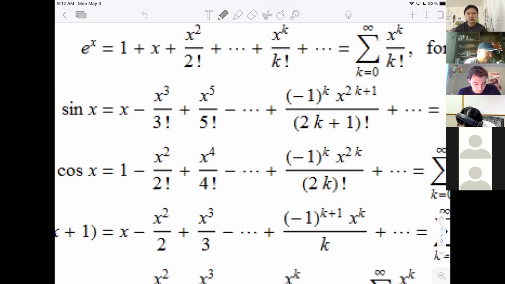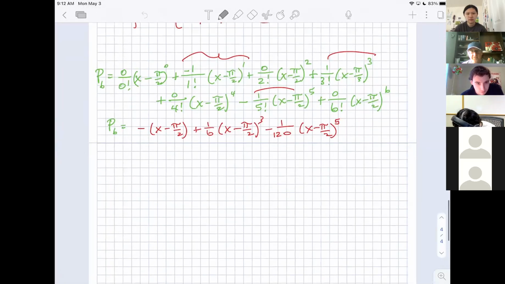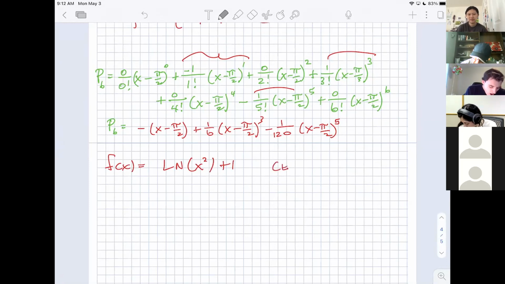Well, let's see. Let's just do something weird now. And this is the part where I don't like what the book does, because let's just try something weird. Let's try to find the expansion for this expression: natural log of x squared plus 1, centered at x equals 1.